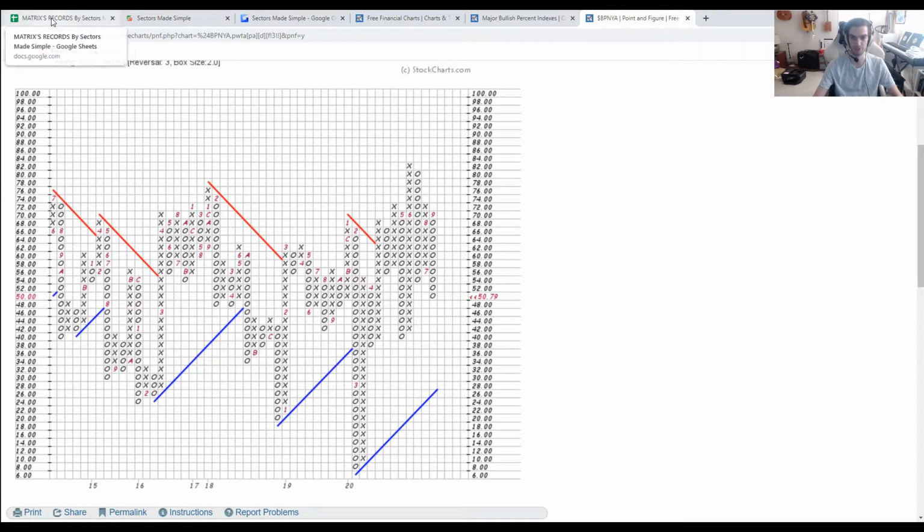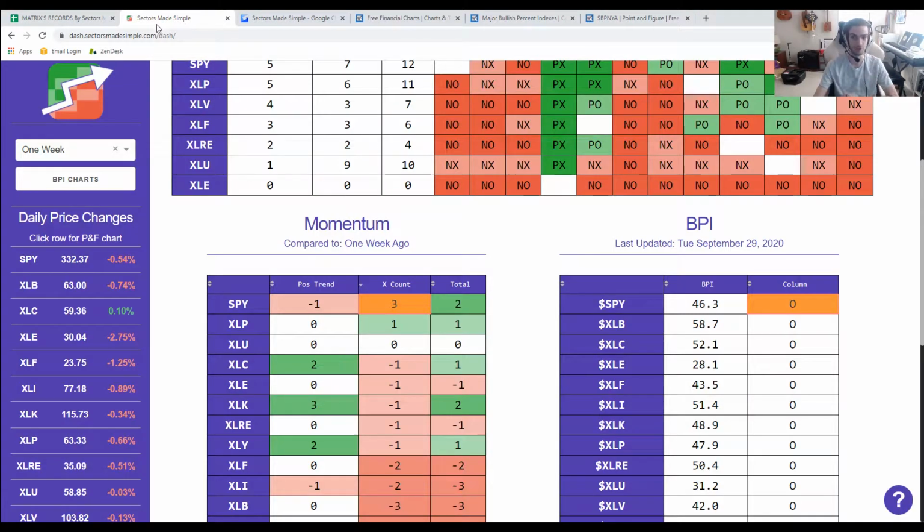So if we were to go back to the matrix, again, this is where it comes down to making the spreadsheet yours. You can, if you want to keep it simple and just look at the matrix, take the value from the SPY BPI. That's going to be all the 500 companies in the S&P 500, the percent of those on a buy signal.